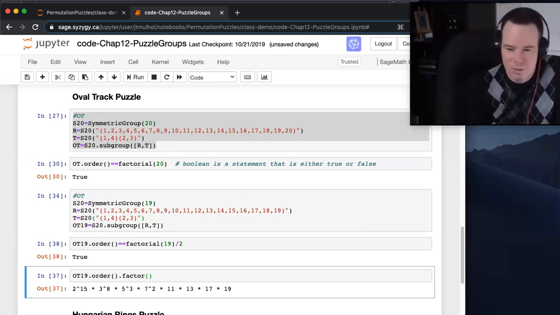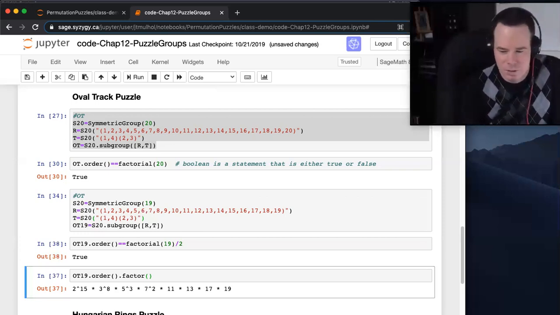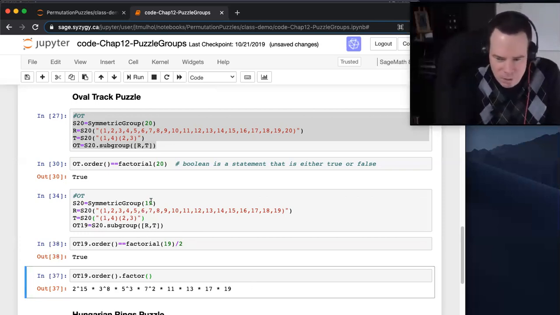So we just query it. We say, can we get all the even ones? And the easiest way to do that is to just say, do we get 19 factorial? So then you can now start to play with this.